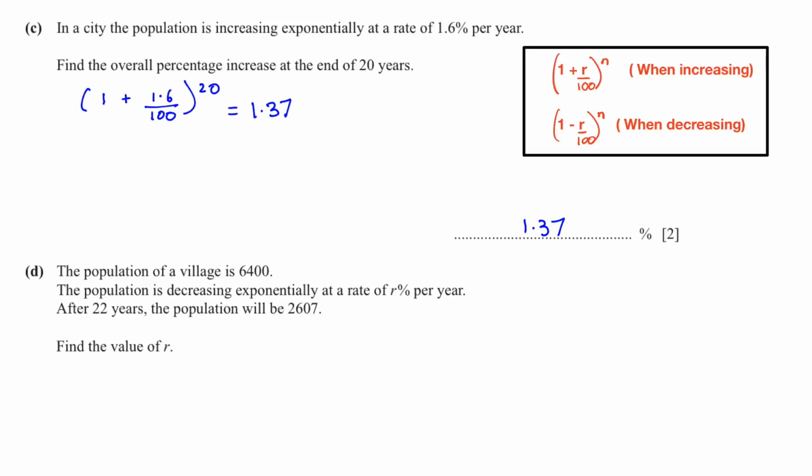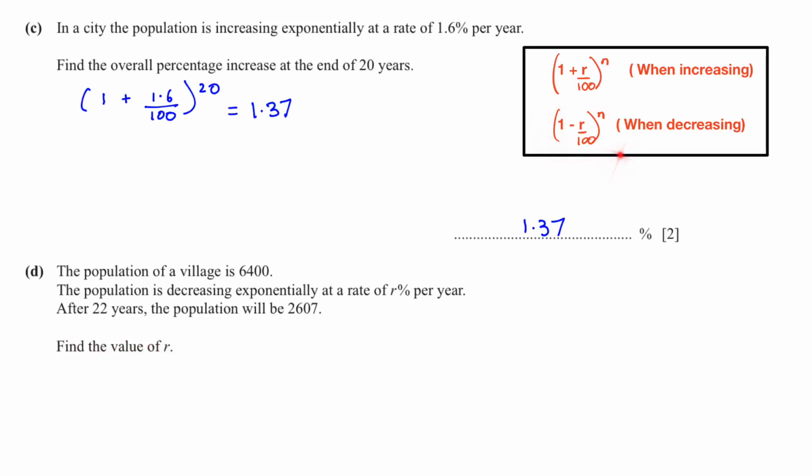Part D. The population of a village is 6,400 and it has been decreasing exponentially at a rate of r percentage per year. After 22 years, the population will be 2607. Find the value of r.